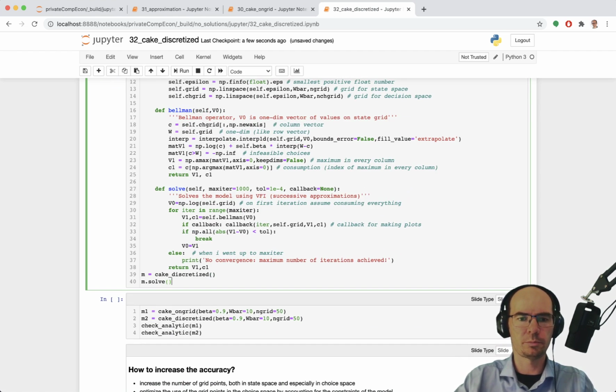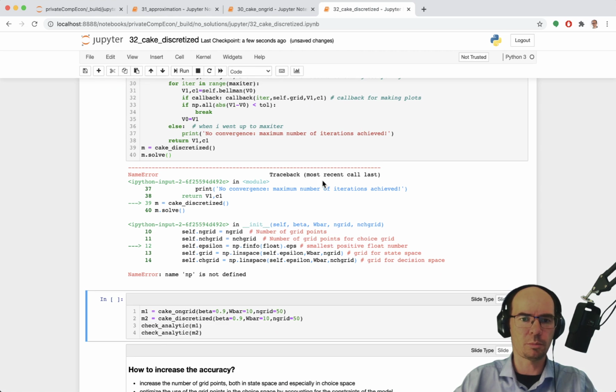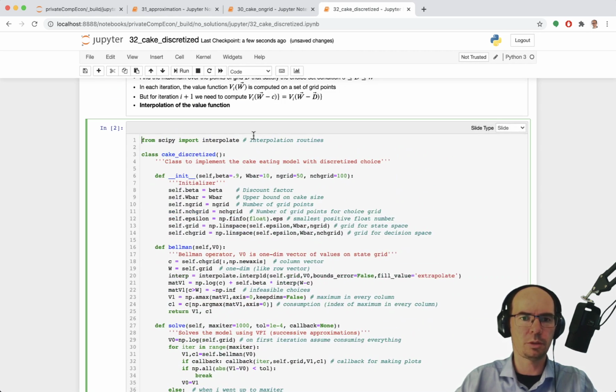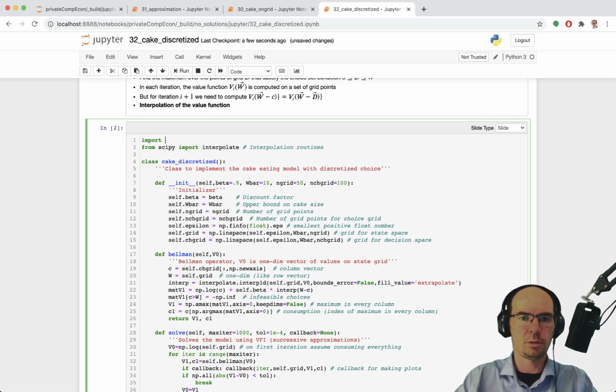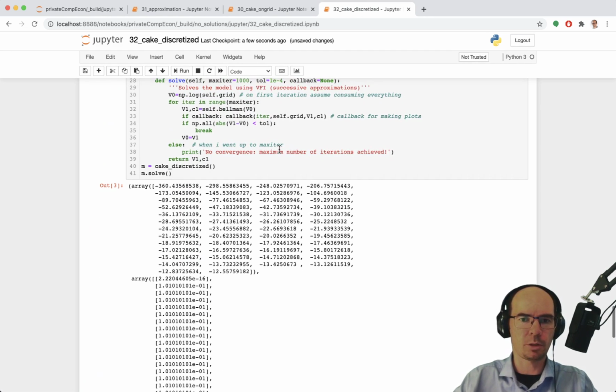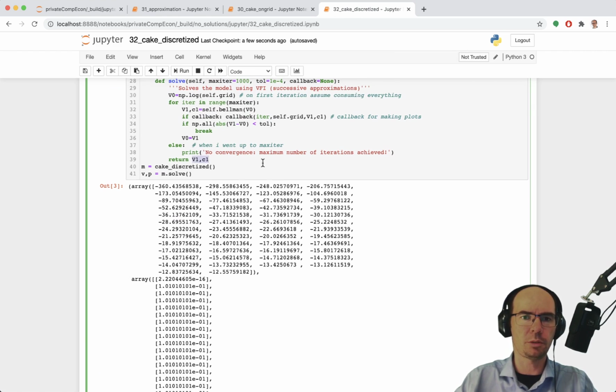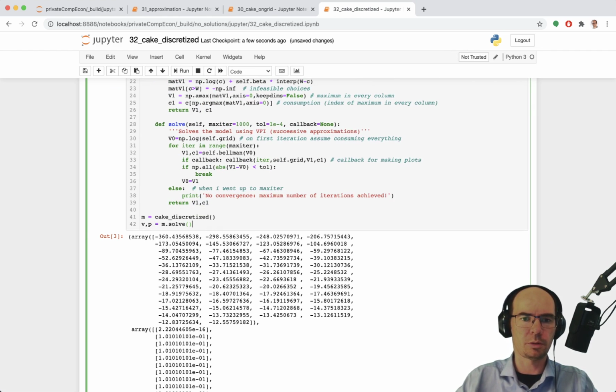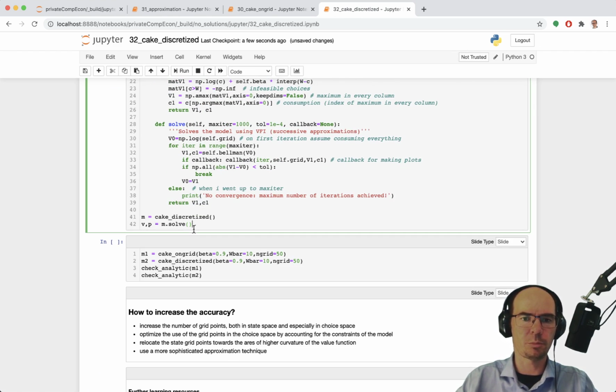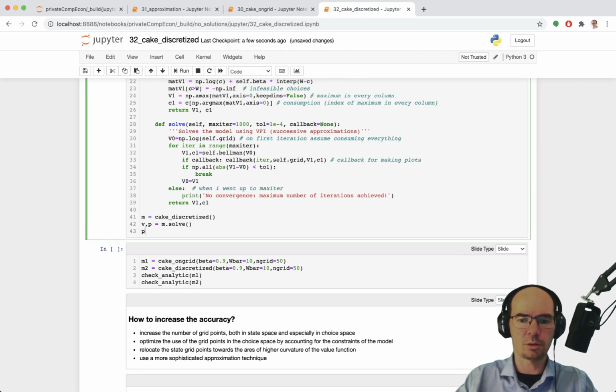And solve. Okay, there are some problems. NP is not defined. This is terrible. Import numpy as NP. And here we are. So this is going to be V and P that is produced by the solver, right? The value and the optimal consumption policy.